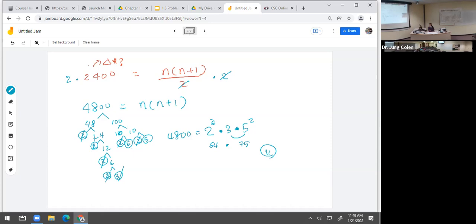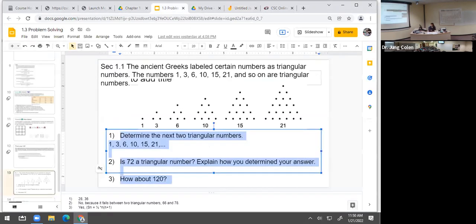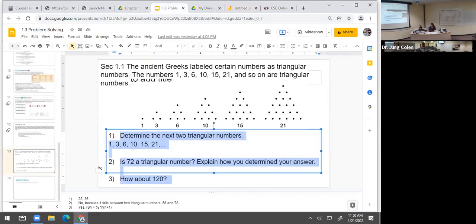So the next combination I can think about is combining these two together and separating this: 64 times 3, which is 192, times 25. The difference is getting even bigger. You cannot have any factors that make n times n plus 1 for this one, so it is not a triangular number. Okay? So you can think about that. I think that's the last problem that we want to go over.